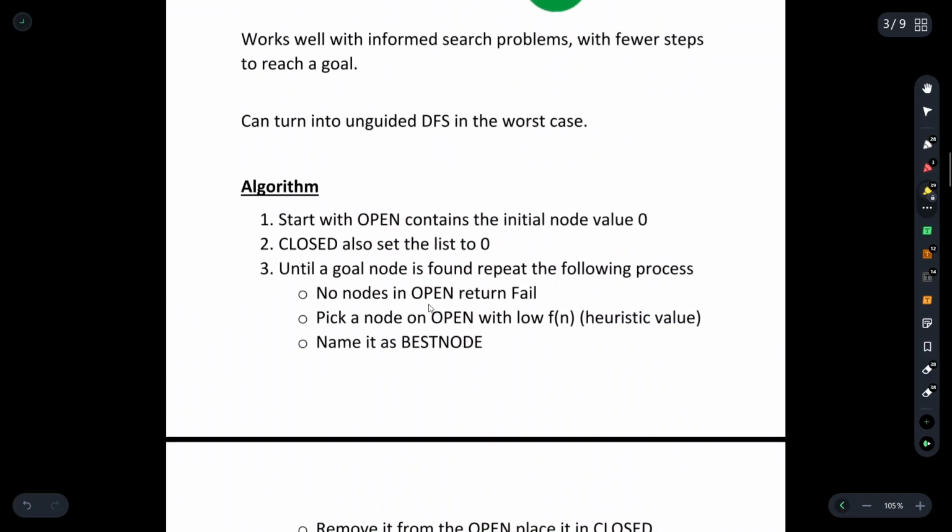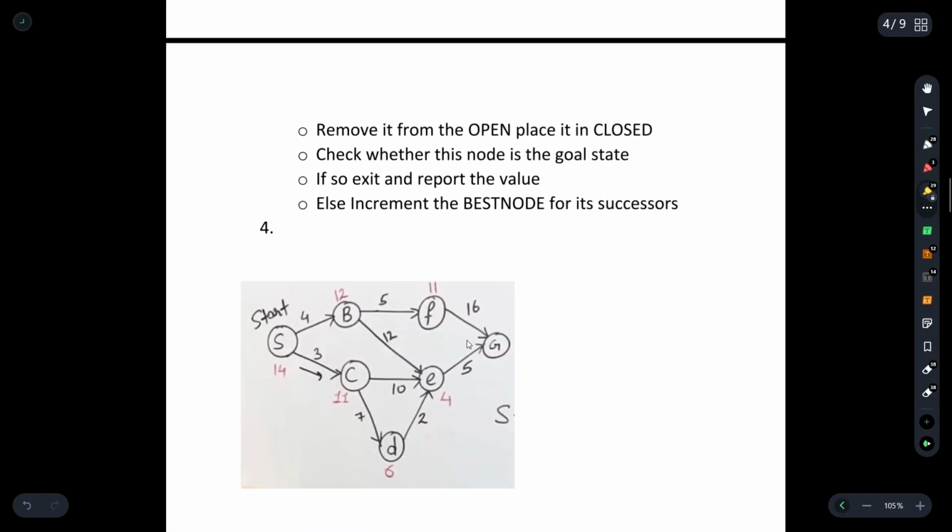The algorithm starts with the open list, which contains the initial node with a value of 0, and the closed list set to empty, and we keep processing until the goal node is found. If open is not able to find the goal state, then we return fail. Otherwise we pick the node with the best heuristic value, name it the best node, and move on from there.